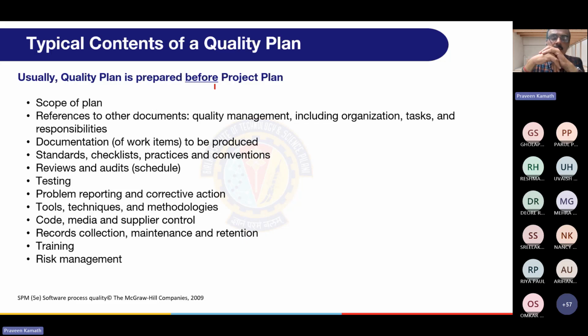This is a lot of theory, which I know anybody can read and understand, but I will try to go through it and then explain whatever needs explanation. So: standards, checklists, practices, and conventions, reviews and audits, testing, problem reporting and corrective action, tools, techniques, and methodologies, code, media, and supplier control, records collection, maintenance and retention, training, and risk management.